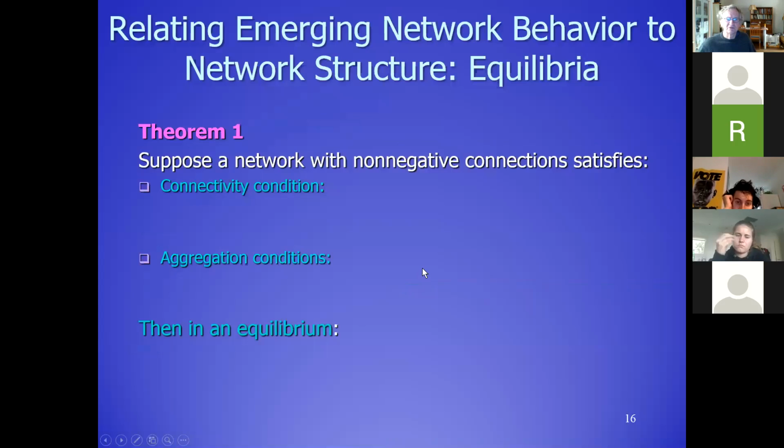So there is one theorem; there are in the book a number of theorems, in the 2020 book, book 2.